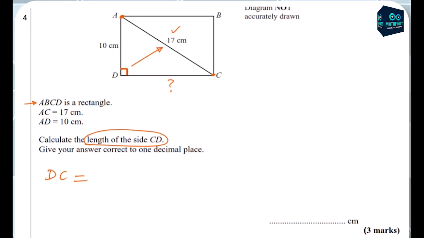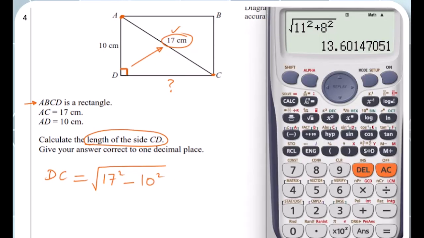DC is equal to square root 17 square minus. Why? Because hypotenuse is given. So whenever hypotenuse is given, we have to subtract 10 square. After this, you can use calculator. 17 square minus 10 square. We got the answer 13.747.